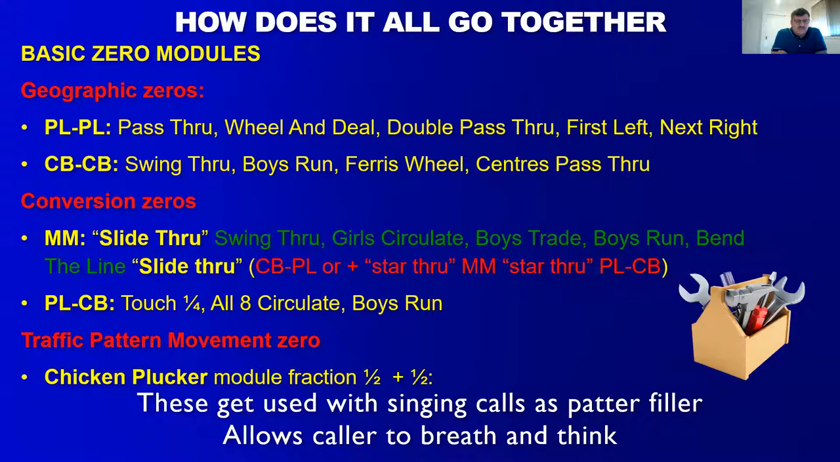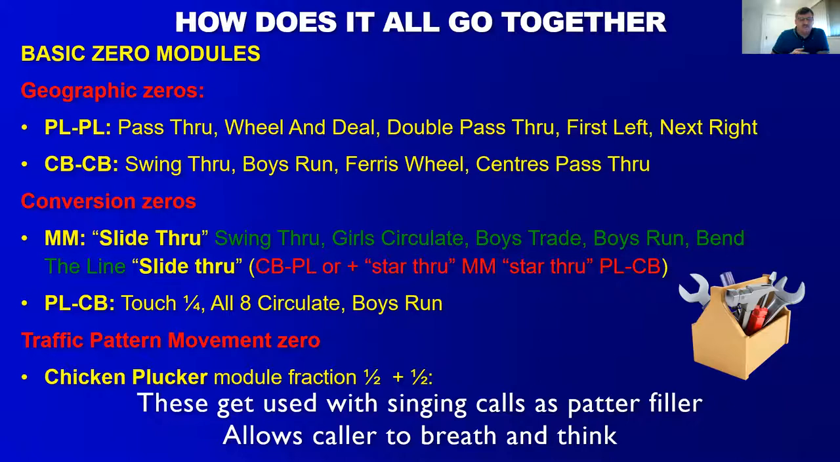The other simple one is the conversion from a partner line to a corner box, which is very, very common. Touch a quarter, all eight circulate, boys run. And finally, the chicken plucker. The chicken plucker is a module fraction. Half a chicken plucker moves you to the other side of the square. You can do a little something over there and do the other half of the chicken plucker and bring you back to your corner box.